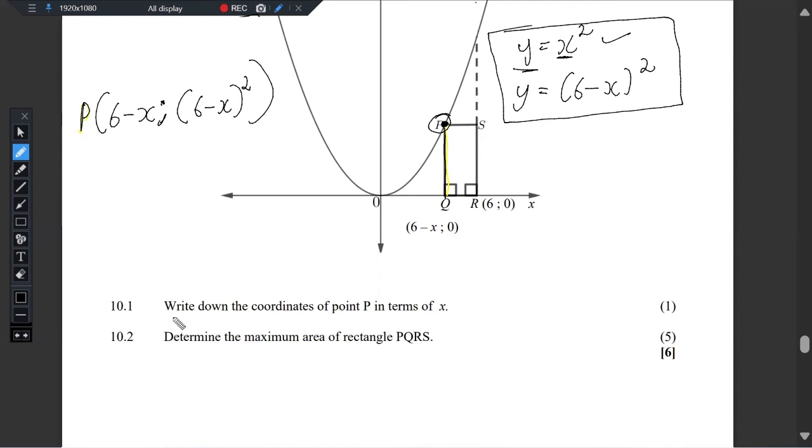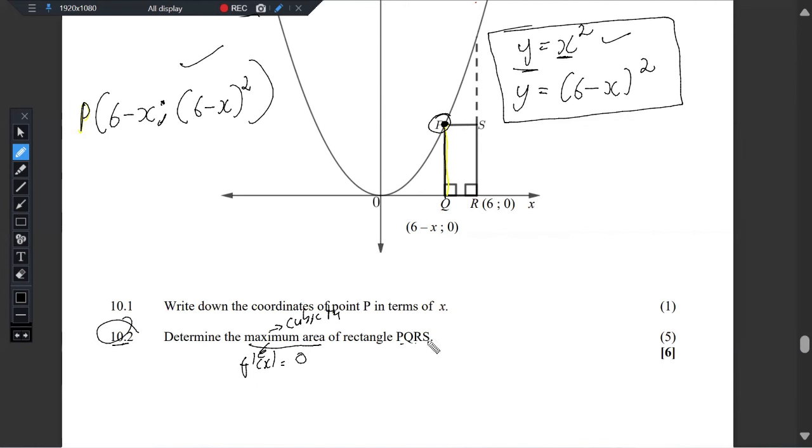Now, 10.1 is the coordinate, 1 mark. 10.2 says determine the maximum area. This is still applying the concept of the cubic function, whereby if you see maximum or minimum, you know that you have to derive. So it's f prime x, and then you equate it to 0. So it's still applying that concept.